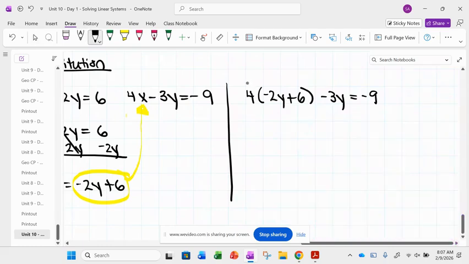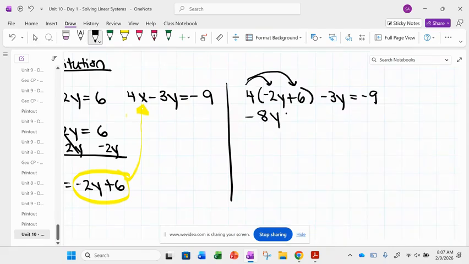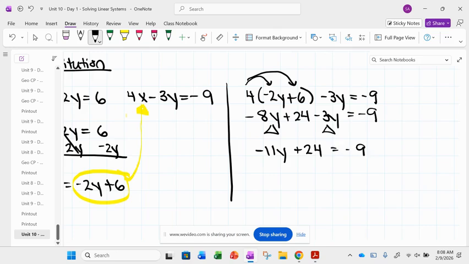So to solve for y, I need to distribute in that 4. So I have a -8y plus 24 minus 3y equals -9. We're going to combine our like terms. So we have -11y plus 24 equals -9. Subtract that 24. So -11y equals -33. So y is equal to 3.